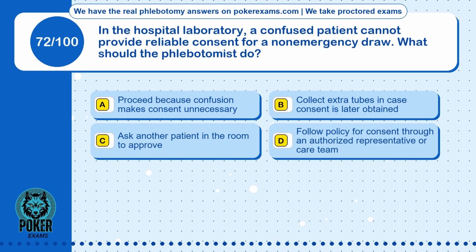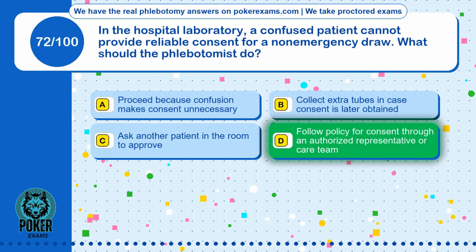Question 72. In the hospital laboratory, a confused patient cannot provide reliable consent for a non-emergency draw. What should the phlebotomist do? Option A, proceed because confusion makes consent unnecessary. Option B, collect extra tubes in case consent is later obtained. Option C, ask another patient in the room to approve. Option D, follow policy for consent through an authorized representative or care team.